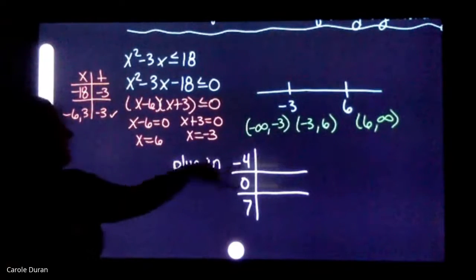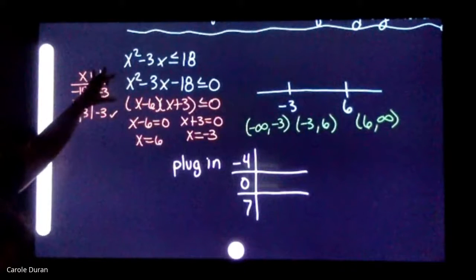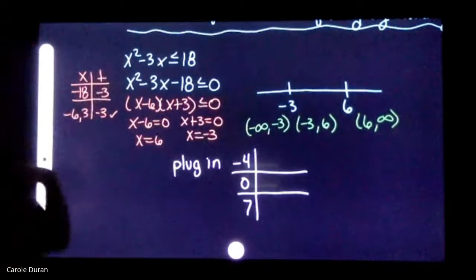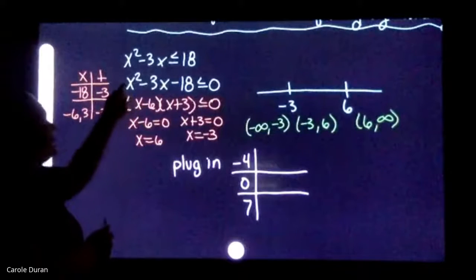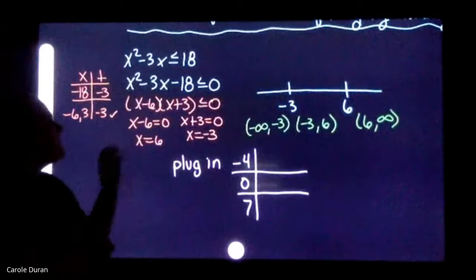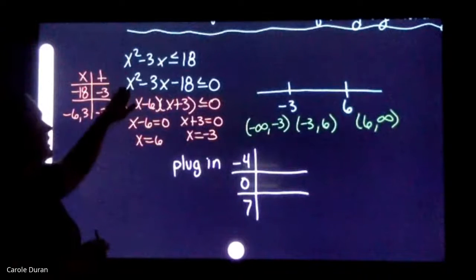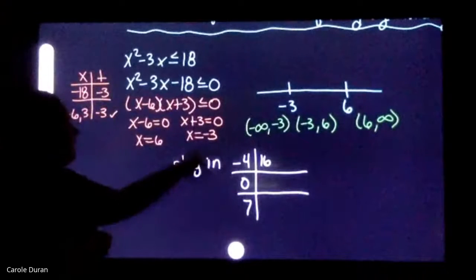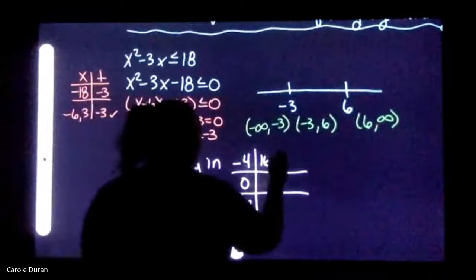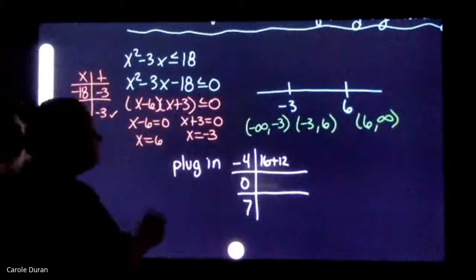So I'm going to go ahead and plug in negative 4. It doesn't matter really which one of these you decide to plug it into. They're all going to work out the same. So when I plug negative 4 into the x squared minus 3x minus 18, negative 4 squared is 16. Negative 4 times a negative 3 is positive 12. And then minus 18.